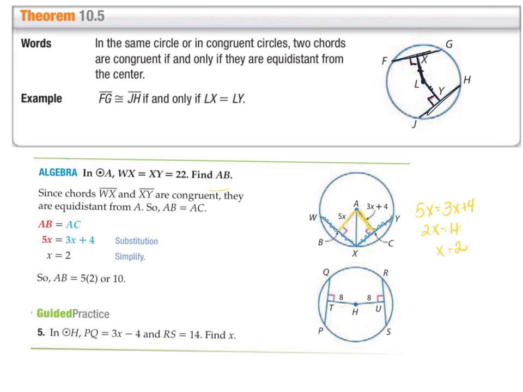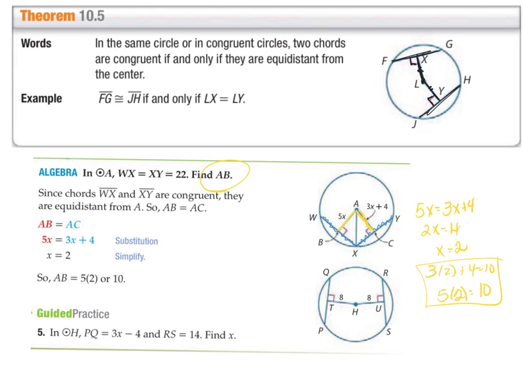Again, we are asked for AB, so we have to plug in the 2. And we find that AB is 10. If we double check AC, we get 10 as well, so we feel good that we probably got it correct.